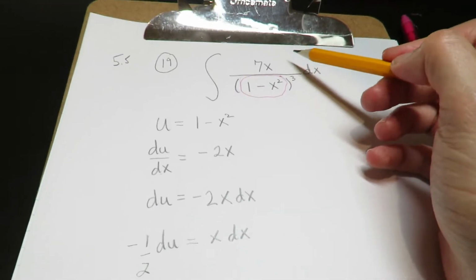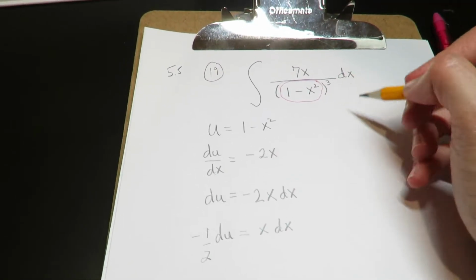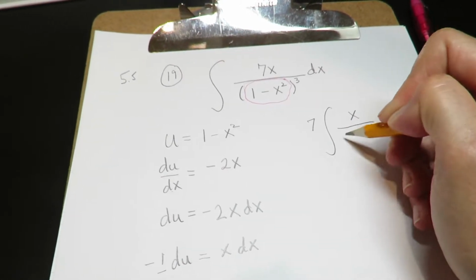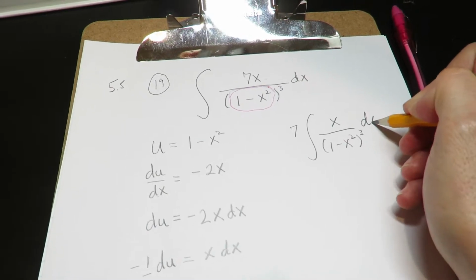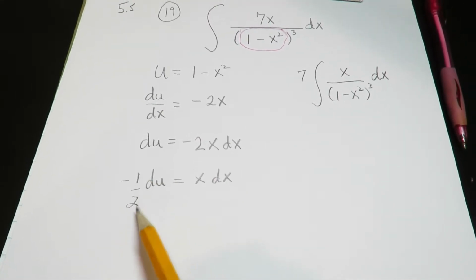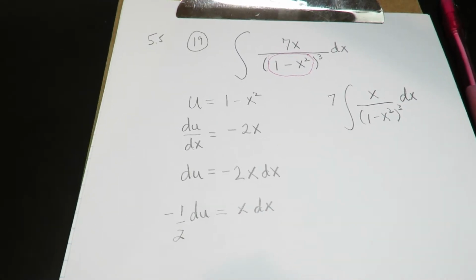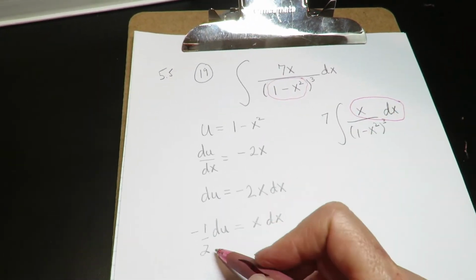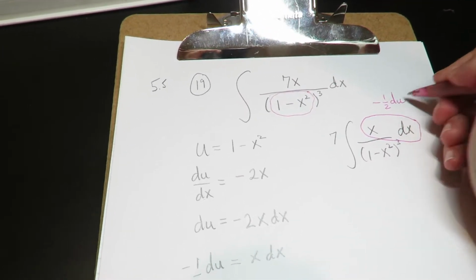You can see that you have an x and a dx. So if it helps, let me rewrite this. You can think of this 7 as a multiplier. So this is like bartering, and you just have to match: x dx is equal to negative 1/2 du. You just want to match what you're looking for. So now I can see that I could match my x dx with a negative 1/2 du. I could do that exchange.